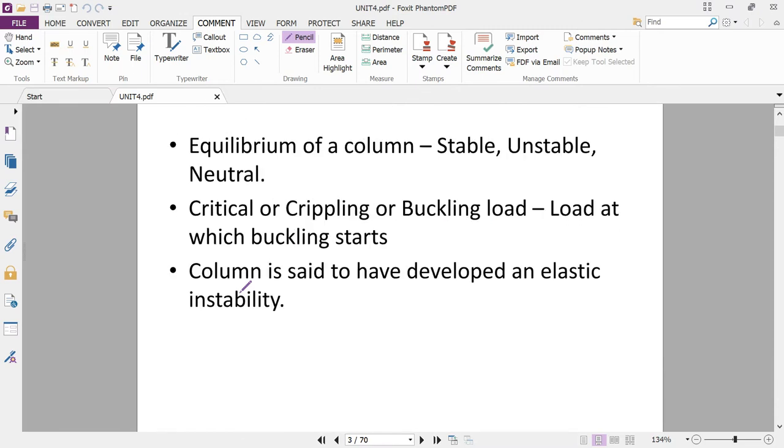One thing you must understand before starting this topic is that the column is a compressive member. That is the first important thing. Second, the column is not subjected to any shear force or any particular kind of stresses. It may be subjected to torsional buckling and inelastic buckling.